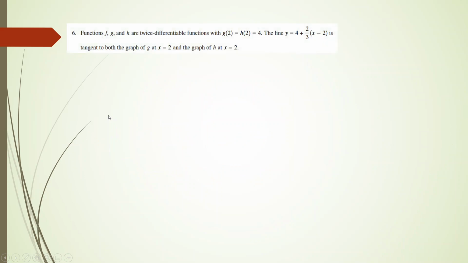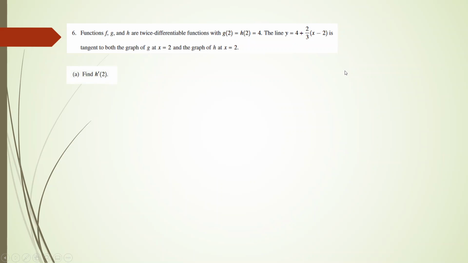Alright, so we start off with three functions, f, g, and h, and we're told that they're twice differentiable. Now, if they're differentiable, that means we automatically know that they're continuous, and that's going to be a really big deal in this problem. We know the value of the functions g and h at x equals 2 is 4. And we also have a line that's tangent to both of them at x equals 2. And that tangent line is going to play a big role, especially here in part A.